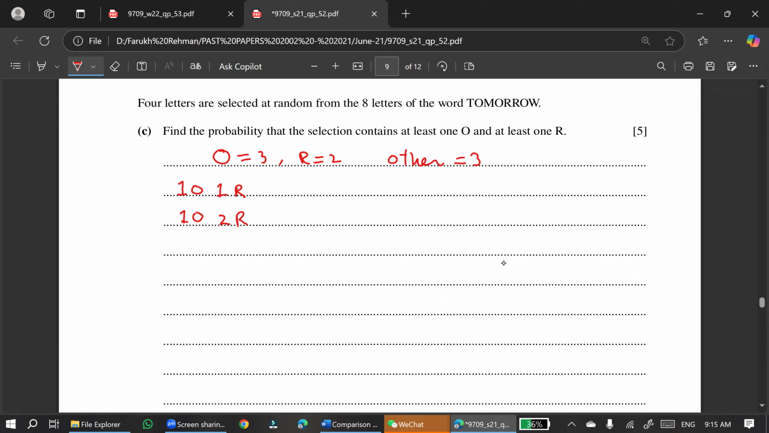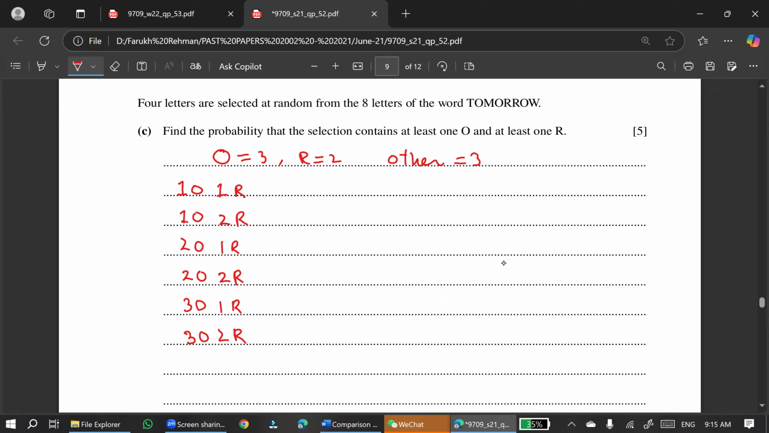Now, the next case is two O's, and we cannot take 0 R because there should be at least one R. Two O's and one R. Next case is two O's and two R's. Now we will take three O's and one R. Next case is three O's and two R's.